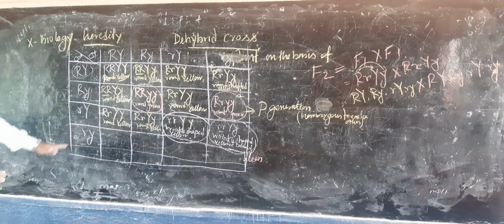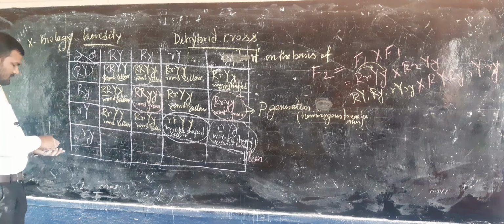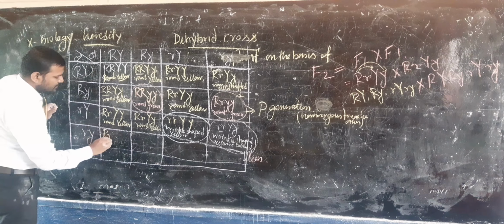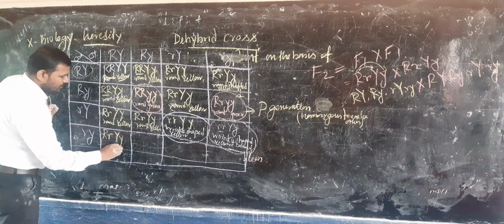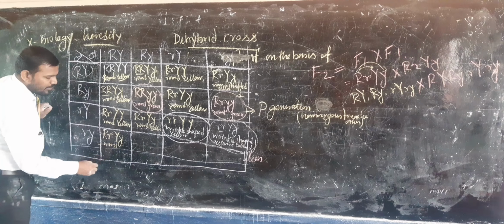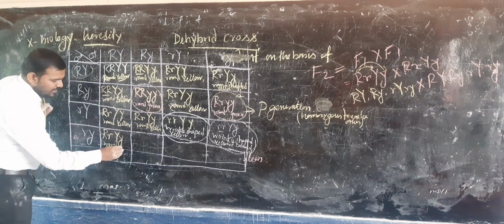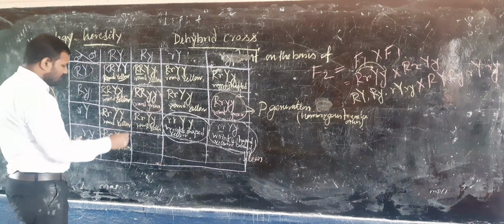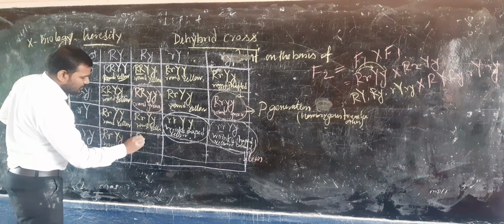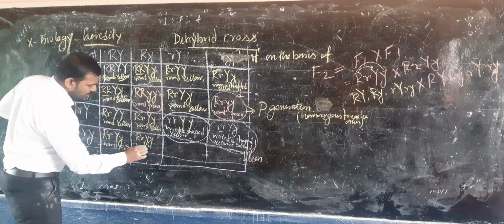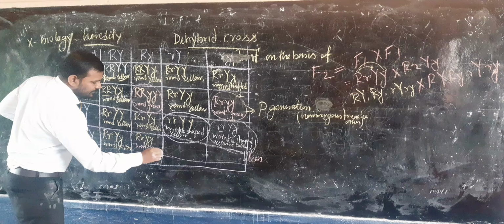Now next, this gamete fertilized with this, resulting in capital R, small r, capital Y, small y. So they will be the round shaped, capital R dominant over the small r and capital Y dominant over the small y. Round shaped yellow color seeded plant. These are going to fertilize with that. Capital R, small y, small y. They will produce the round shaped green color. Round shaped green color seed.